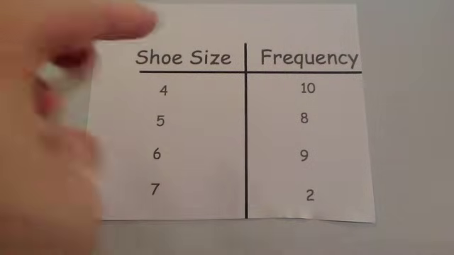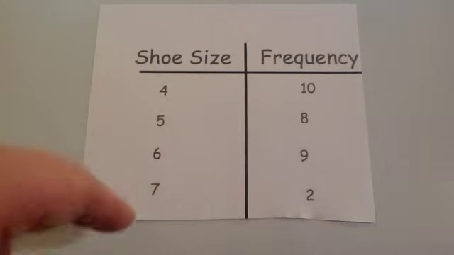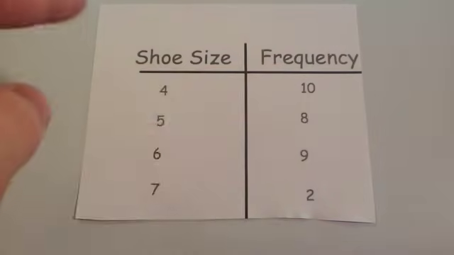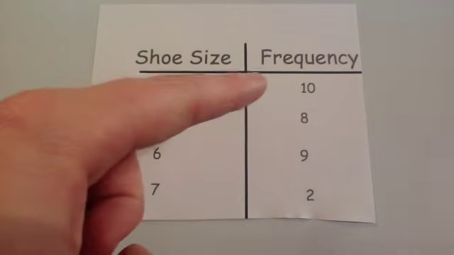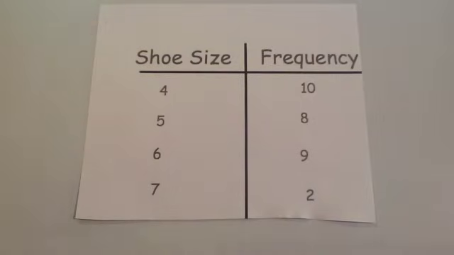Okay, so we're going to draw a bar chart for this set of information. So we've got shoe size, 4, 5, 6 and 7. That'll go along the horizontal axis. And the frequency will go up the vertical axis. Frequency always has to start at 0 and goes up to the largest number, which is 10. So it's going to go up from 0 to 10.